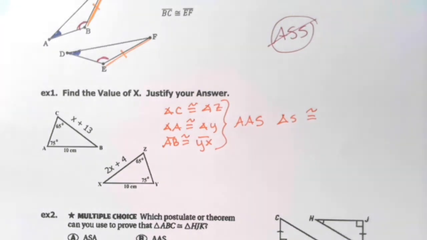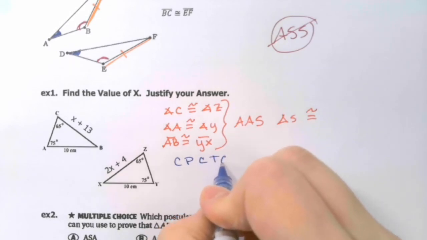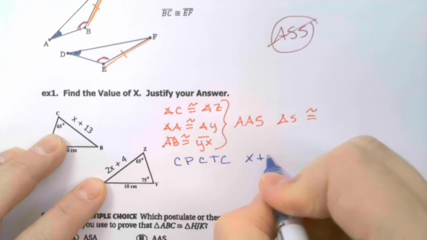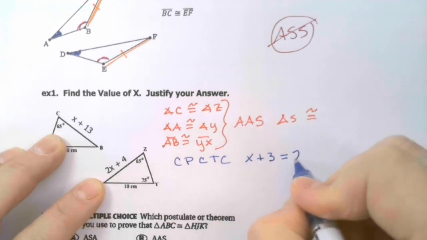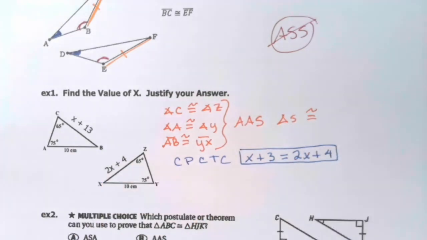We're justifying our answer. You first have to prove that they're congruent. Now we can use that fact to find the value of x. So now, because corresponding parts of congruent triangles are congruent, I can say that x plus 3 is equal to 2x plus 4. That is my justification.